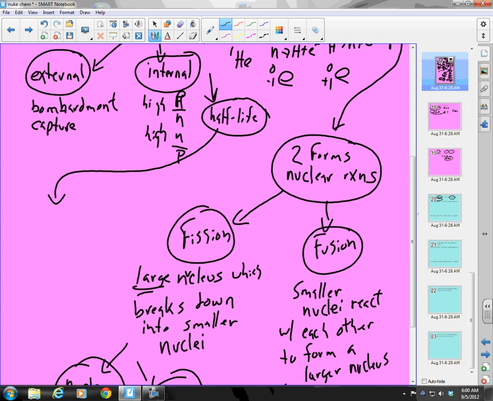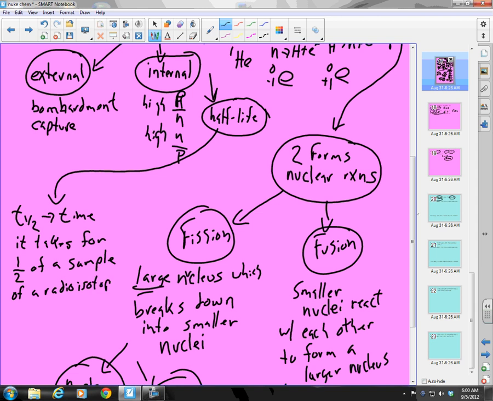Half-life is a time, okay? Now, half-life, that's kind of the symbol. Half-life, it is the time it takes for 1/2 of a sample of a radioisotope to decay. That's it. The time it takes for 1/2 of a radioisotope to decay. Good.